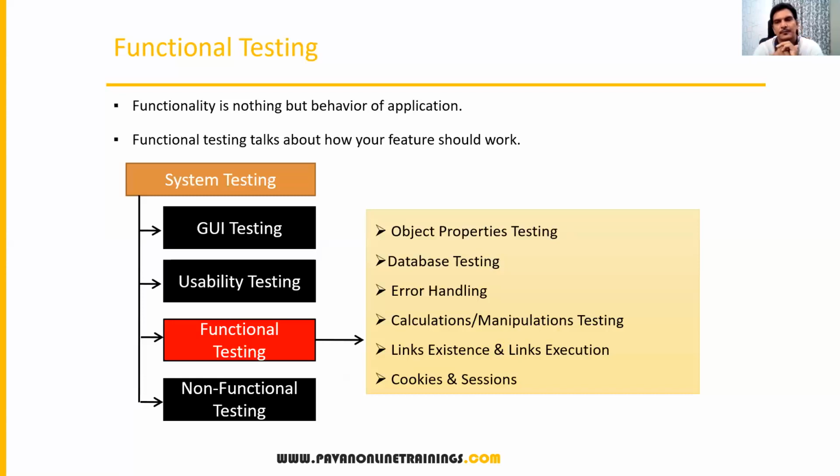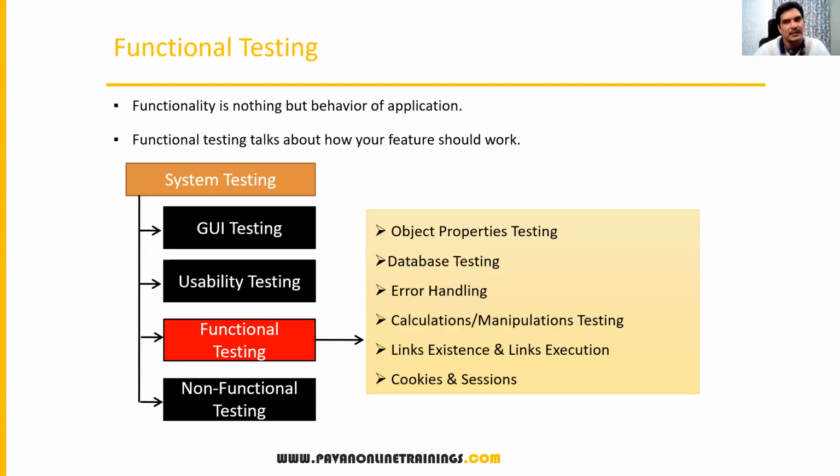That is functionality. As part of functional testing, what kinds of testing do we have to conduct, and where exactly do we have to focus? The first one is object properties testing, then database testing, error handling testing, calculations or manipulations testing, links existence, links execution, cookies and sessions. If it is a web application, we also have to test cookies and sessions.